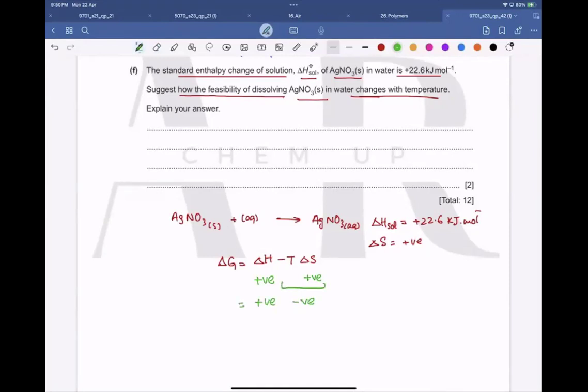So what will happen if delta H is greater than minus T delta S? Then the answer is positive. And if the answer is positive, then it means that it's non-feasible. Is this understandable? If this is the case. Yes, what do you want to be repeated, Mariam?